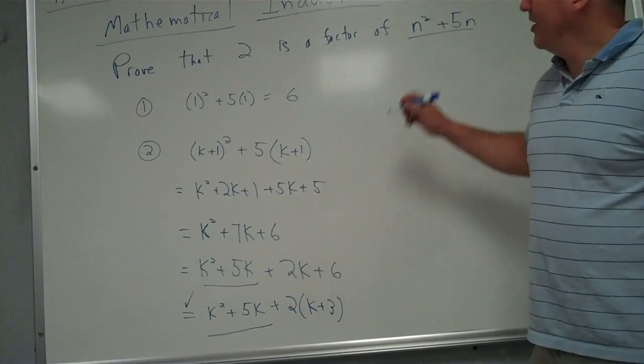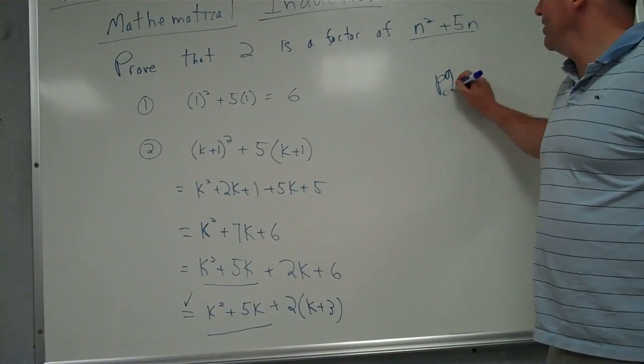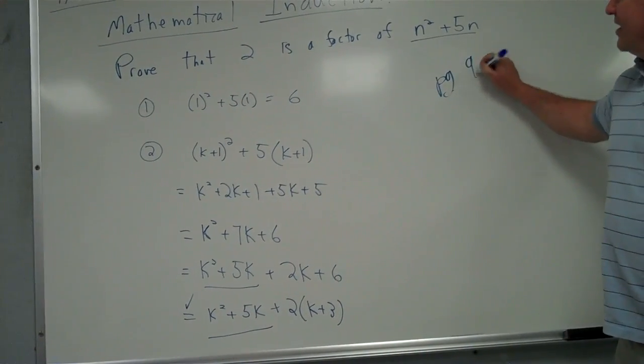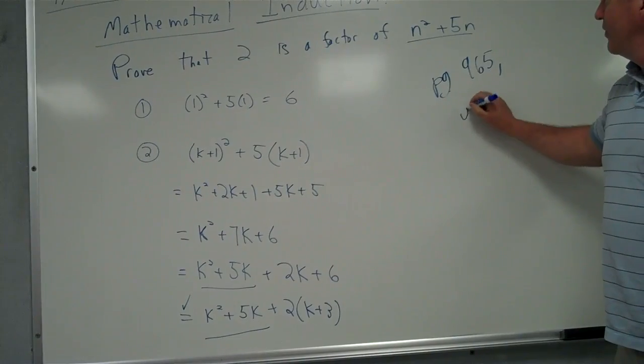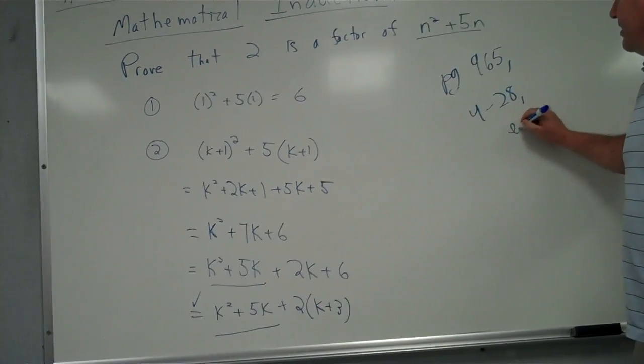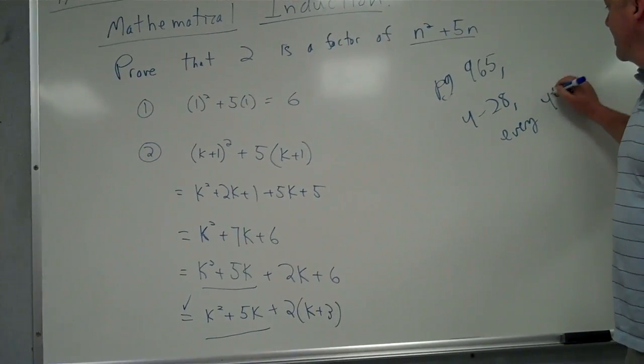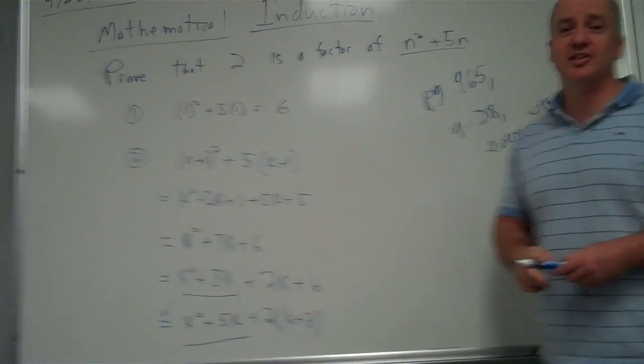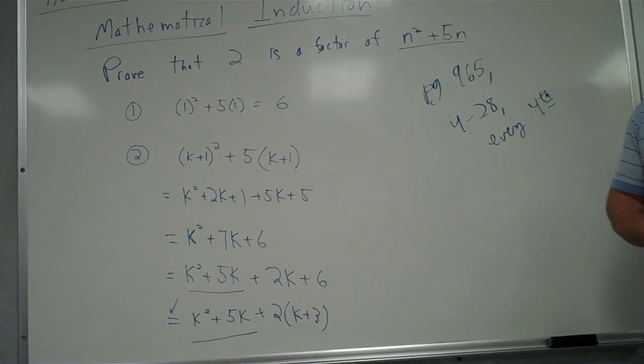All right. Homework is on page 965, 4 through 28, every fourth. That's 7 of these. They start out simple. They get complicated.